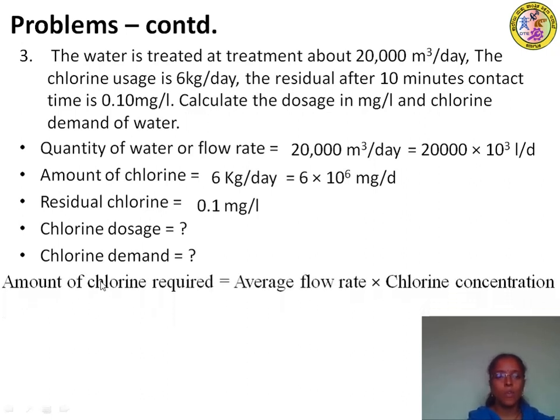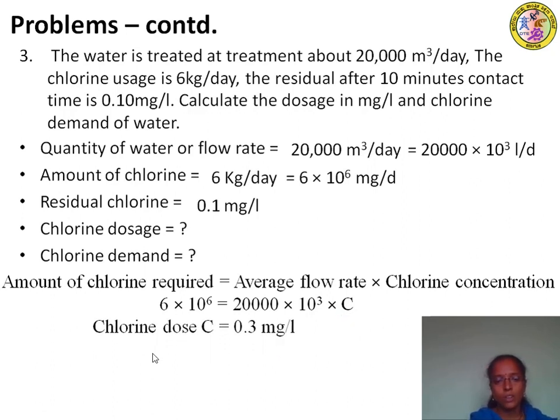We know that the total amount of chlorine required is equal to average flow rate into chlorine concentration. Let us substitute the values. The chlorine amount is 6 into 10 power 6 milligram per day, into the average flow rate or total quantity of water, 20,000 into 10 power 3 liters per day, into the chlorine concentration, which is the unknown chlorine dosage. Therefore, chlorine dosage C is equal to 0.3 milligram per liter. This is the dosage of chlorine used to disinfect 20,000 meter cube of water per day.